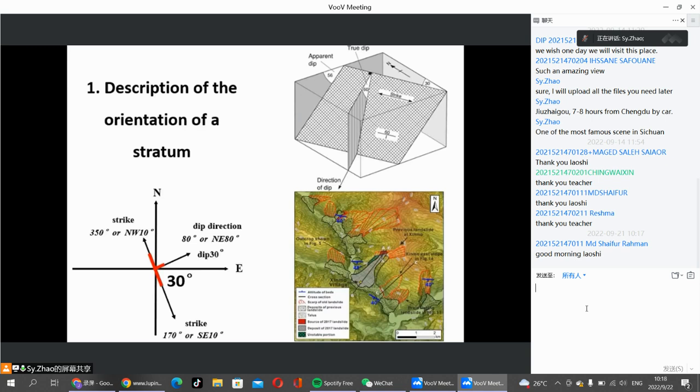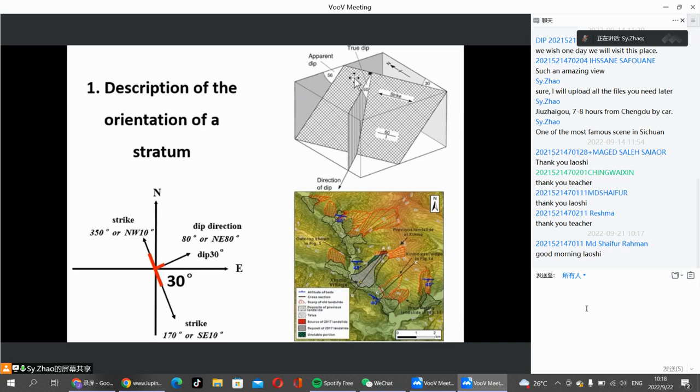Do you remember the disaster map I showed in our previous class? I marked some small symbols in a blue color with a long line and a short line, and they are perpendicular to each other. I will tell you what these symbols mean.